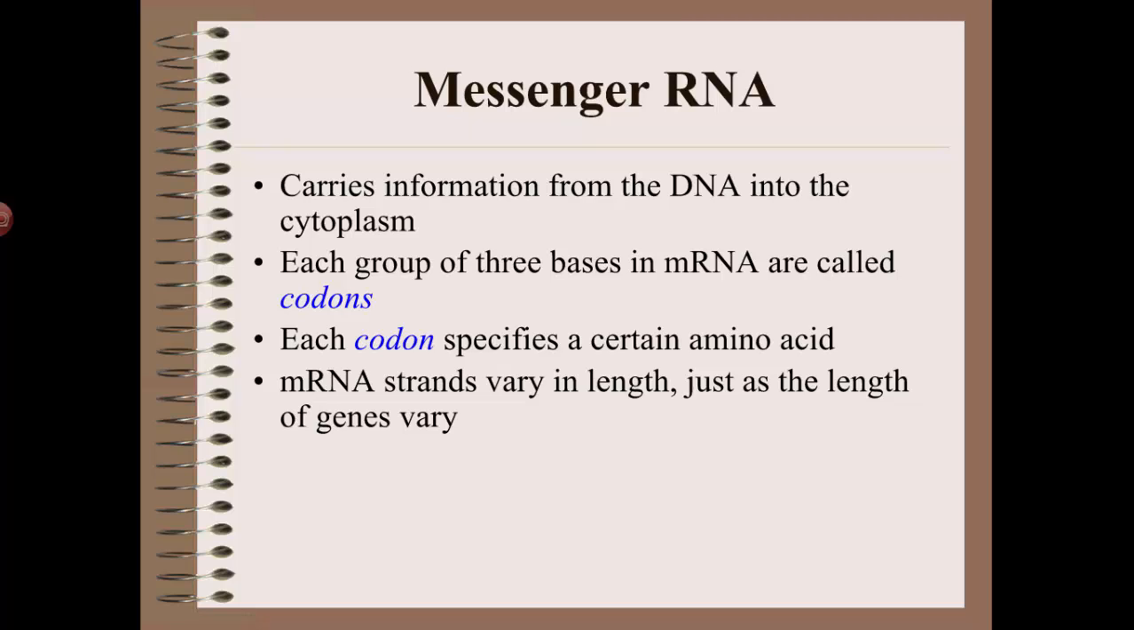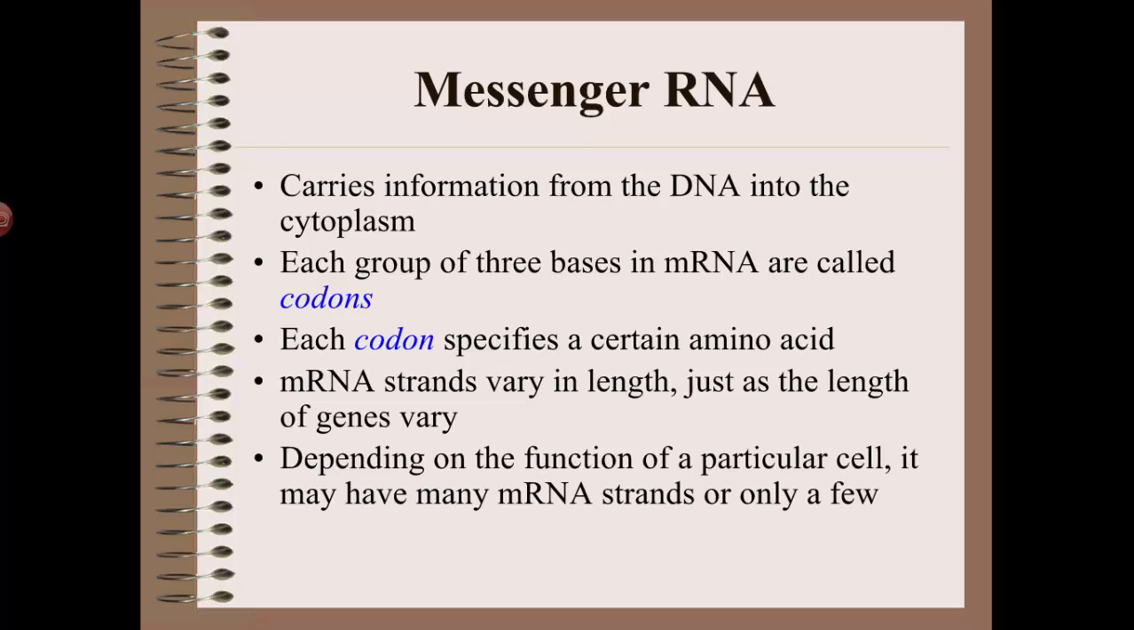Because genes are different lengths, the messenger RNA strands that you'd find in a cell are different lengths because they're copied from the gene. And depending on what the cell does, it's going to have maybe lots of messenger RNA strands or maybe only a few. If you have a cell that produces a lot of different kinds of proteins, like a liver cell, lots of different types of proteins, enzymes, lots of messenger RNA transcripts. If you have a cell like a skin cell that maybe makes a few proteins, you may only have a few messenger RNA transcripts. So it depends on what the cell is doing with them.